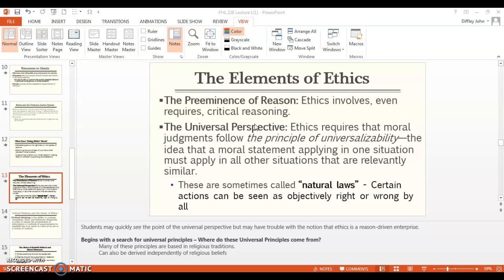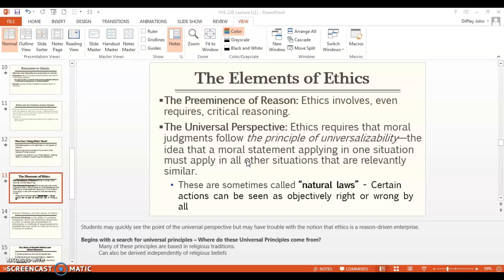Again, this is going to be clear. The book talks about how you need to use critical thinking and critical reasoning to really understand ethics and dive into it. So a major element of ethics is the preeminence of reason. What we're looking for, and this is true of most ethics, is the universal perspective, the principle of universality. What we're saying here is that moral statements that apply in one situation must apply in all others that are relevantly similar.